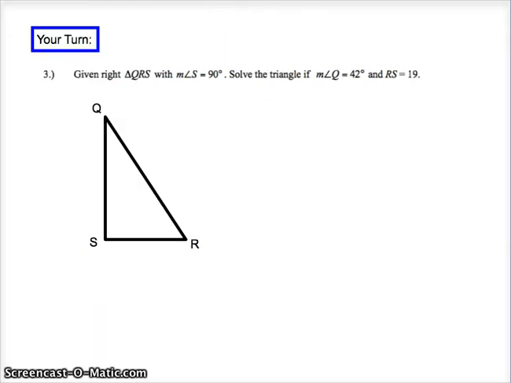All right. I've done enough talking. Now it's your turn. Let's go ahead and set up our picture together so we're all on the same page, and I'll let you do a little work. So I told you that S is our right angle. It's 90 degrees. Okay, Q is 42 degrees. And RS is 19. I would like you guys to find the length of QS. Go ahead and find QS and then check your answer.